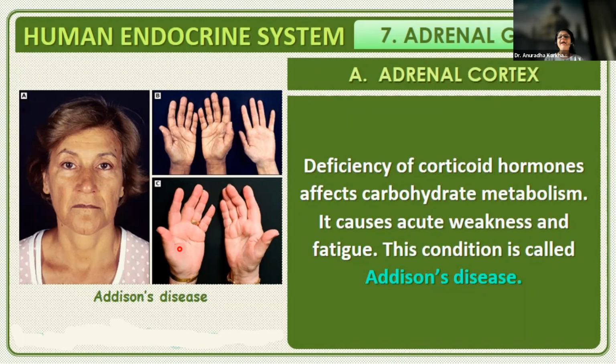So Addison's disease is associated with the adrenal cortex. Graves' disease is due to hyperthyroidism. Goiter is due to hypothyroidism. So these are very specific names, but don't forget them. This is one of the favorite chapters of the examiners, though it seems to be very simple.